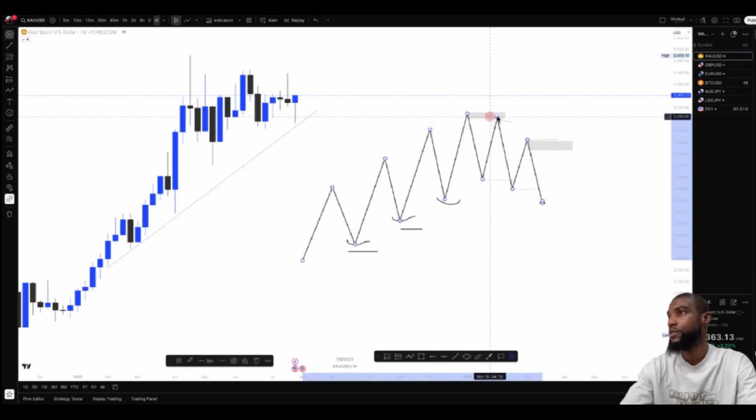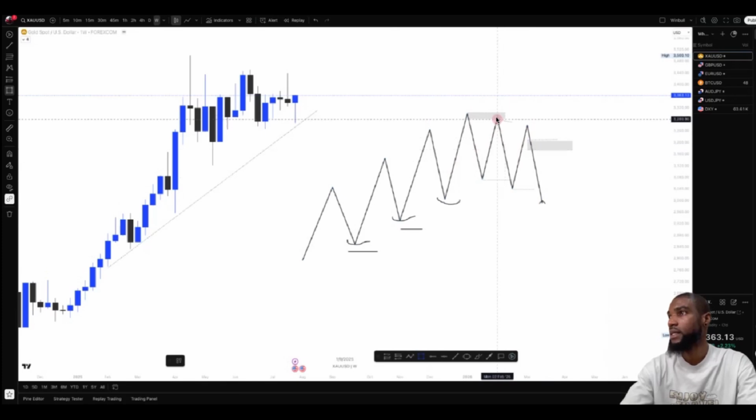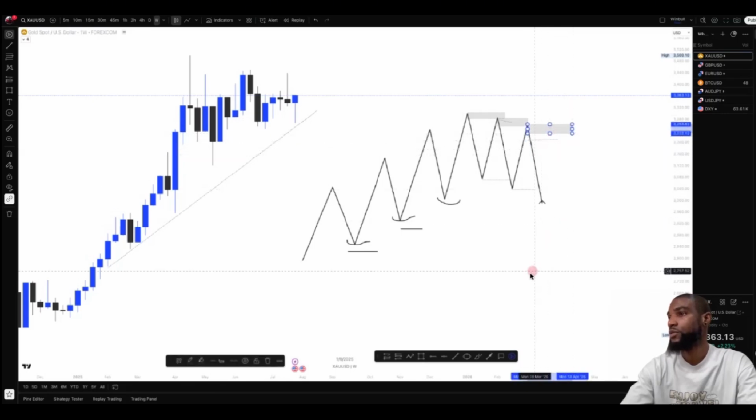So if the supply zone has already been mitigated, then if price comes back to that area, it simply means that price is going to break above that supply zone. Do you understand? Price is going to break above the supply zone. So you only trade when price has not yet mitigated that supply zone. That is when it is a valid supply zone.